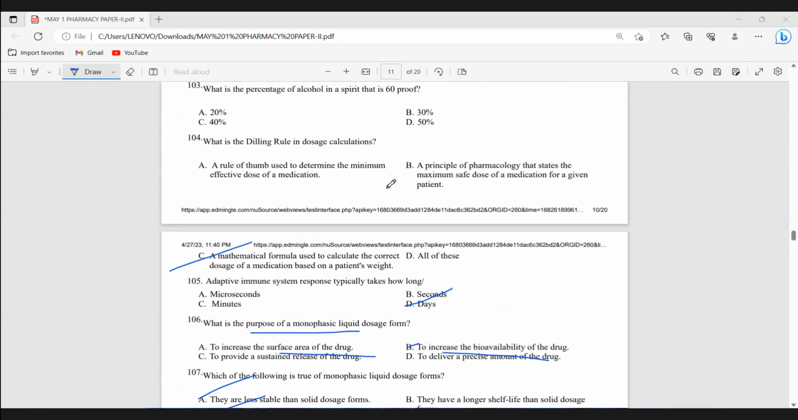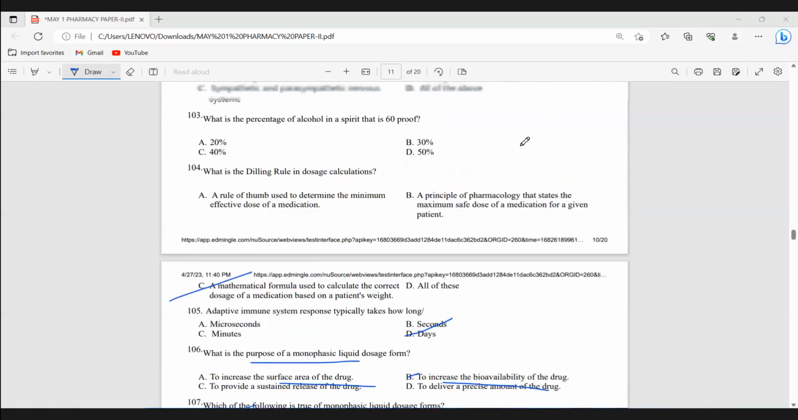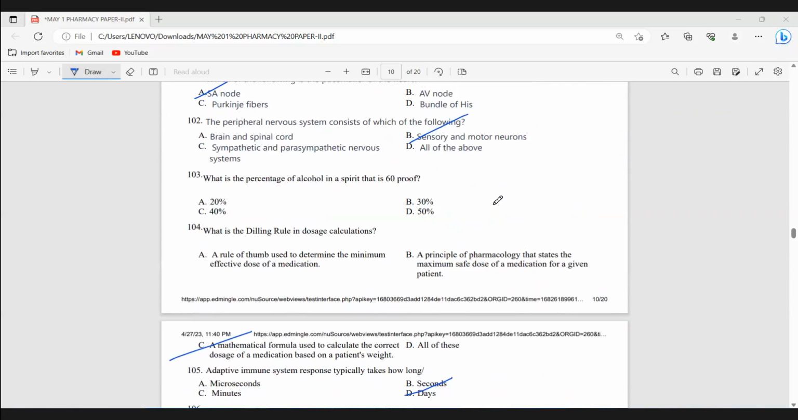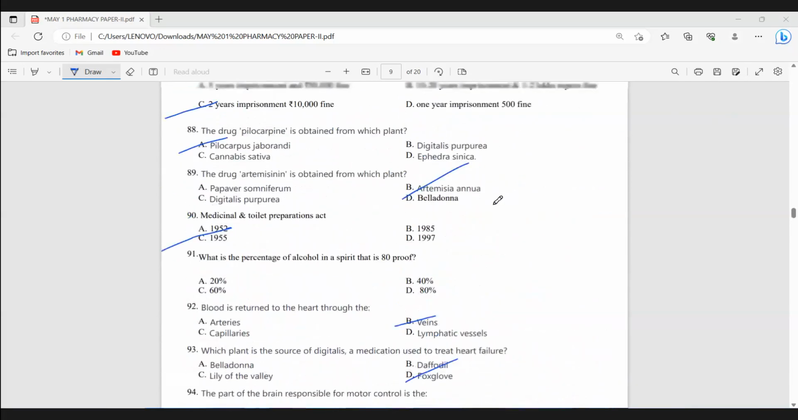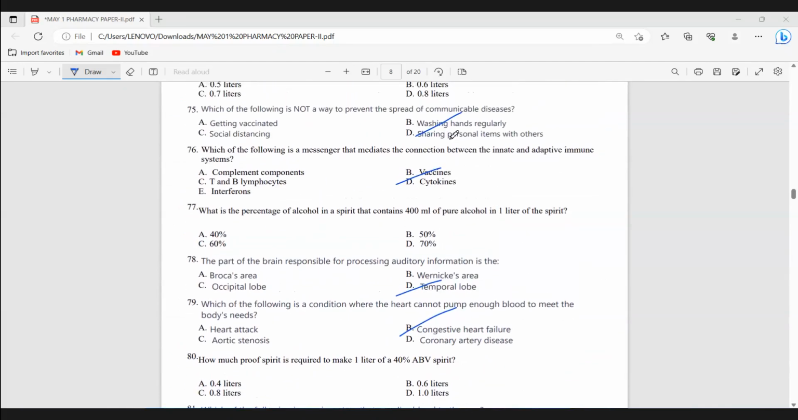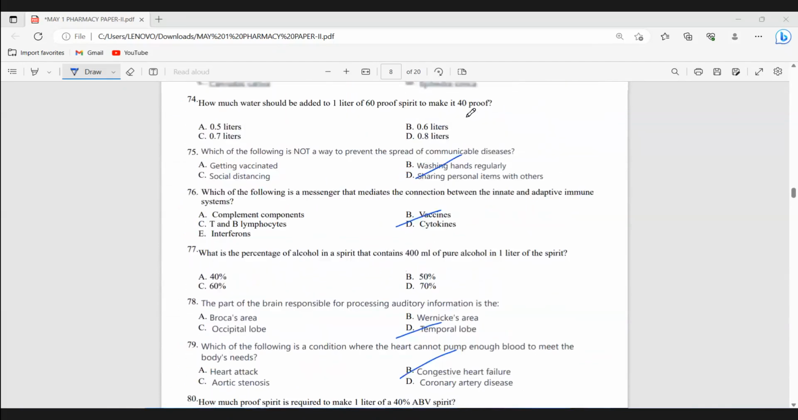C is your correct answer. 75, wait. 72, 80, 75, 80. 75 option D is correct.